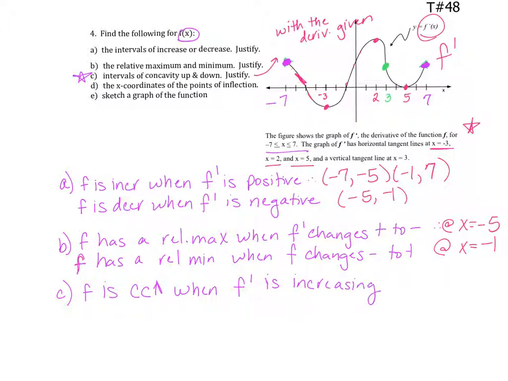So you have to look at this graph and say, where is f prime, which is the graph you have, increasing? Meaning when you draw that graph, when is your hand going up? So that would be at this piece here, -3 to 2, and then 5 to 7. f is concave down when f prime is decreasing.